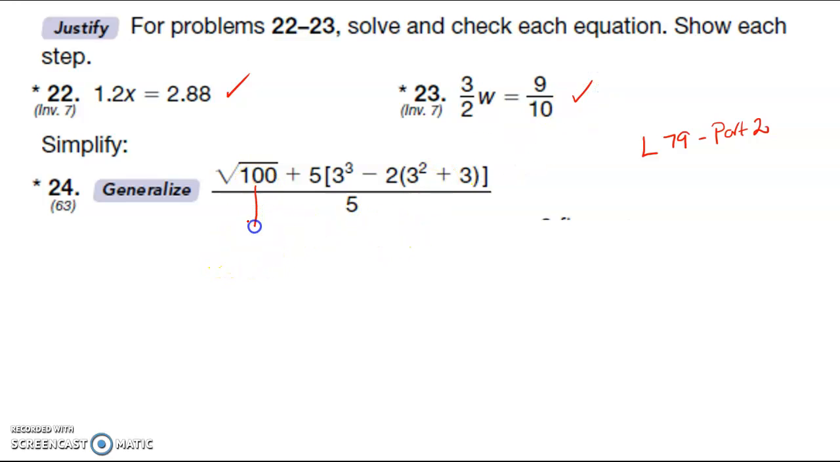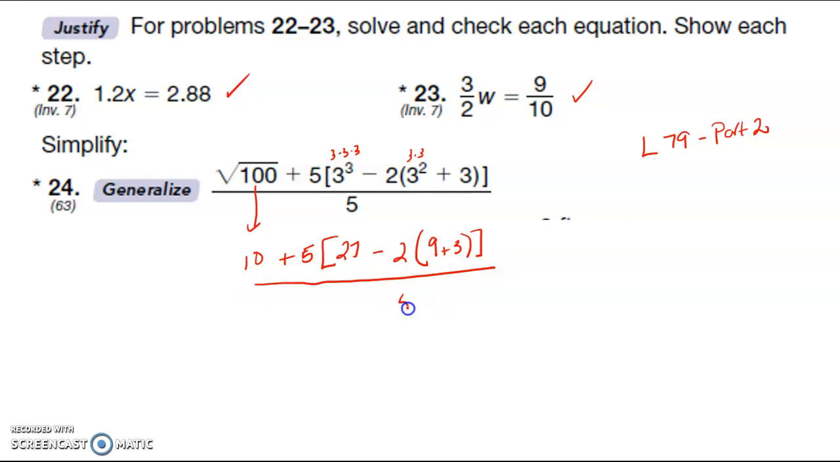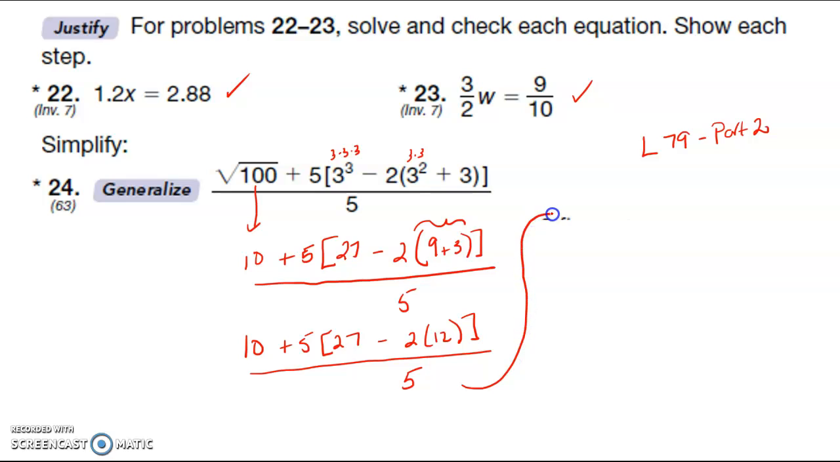So we have the square root of 100 is 10 plus 5. This is 3 times 3 times 3, which is 27, minus 2 times 3 times 3 is 9, plus 3, all over 5. Alright, so we're going to have to do this part. So the 10 stays the same, the 5, the 27, 2, 3 plus 9 is 12, all over 5. Okay, we're going to take this up here so we have some more room.